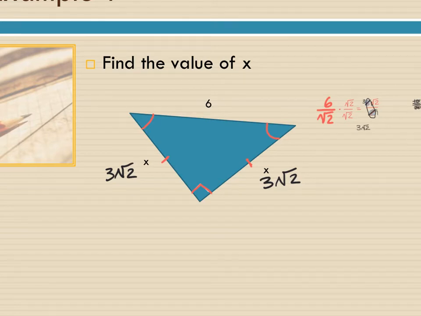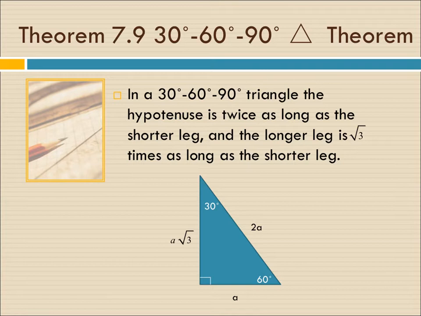So I'm going to move on to the next one. The next one is a 30-60-90 right triangle, which means that the angles inside this triangle are 30 degrees, 60 degrees, and 90 degrees. Notice here we've got a 30 degree angle, a 60 degree angle, and a 90 degree angle. In a 30-60-90 triangle, the hypotenuse is twice as long as the shorter leg, and the longer leg is the square root of 3 times as long as the shorter leg.